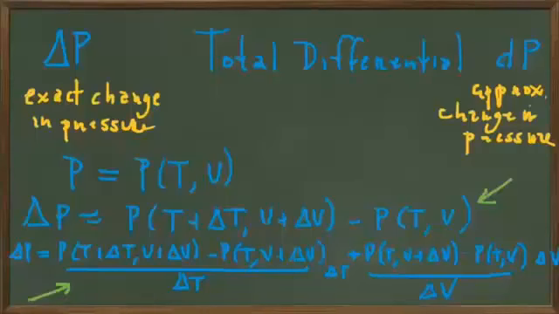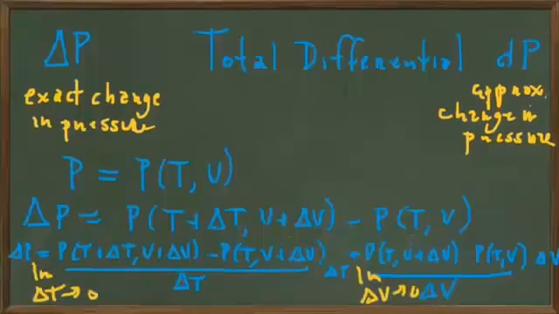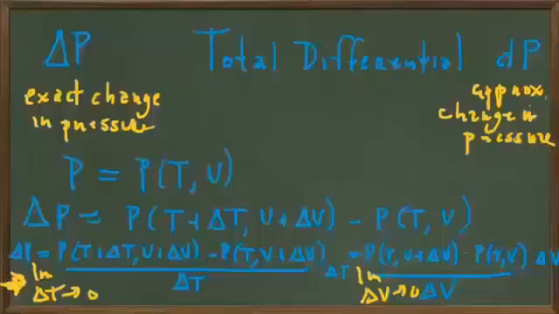We subtracted this, added this, and those are the same as 0. We've divided and multiplied by the same thing, so we multiplied by 1, and we've divided and multiplied by the same thing here and here, so we multiplied by 1. And now what we want to do in both of these expressions is take a limit. In the first expression we're going to take the limit as delta T goes to 0, and in the second expression we are going to take the limit as delta V goes to 0.